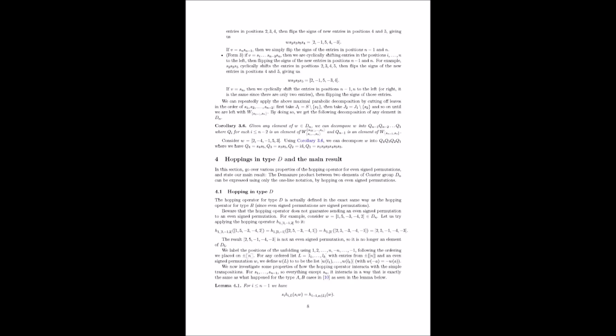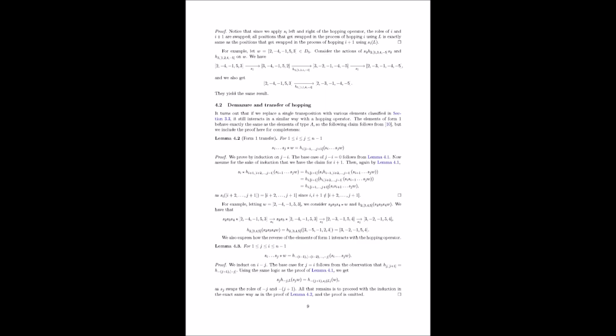They found a way to use hopping despite this challenge. Their main theorem states that for any two even-signed permutations, their Demazure product can be obtained by applying a sequence of hopping operators to their usual product. We need to break that down a bit. We've got these two even-signed permutations. We calculate their usual product. Right. And then what? How do these hopping operators come in?